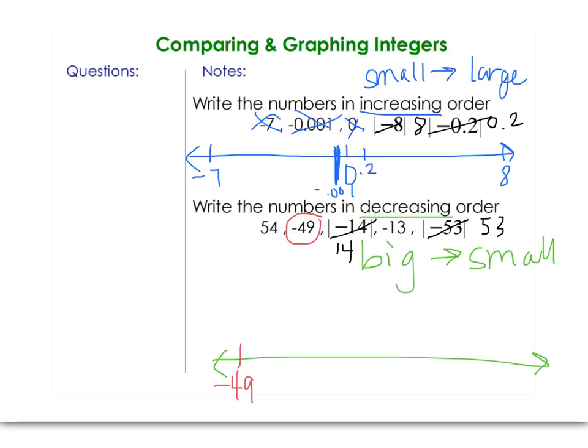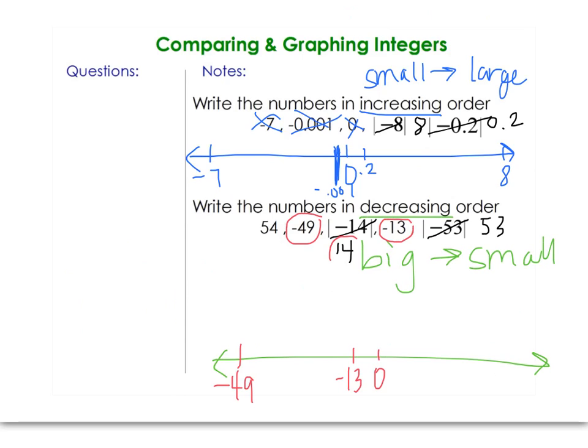So if I'm out here in the negative 40s, where's negative 13 going to be? We can say that's going to be over here. I'm going to put 0 just as a placeholder. It's not in my list, but it's always a good idea to put 0 on your number line, just so you know where the negatives are, where the positives are.